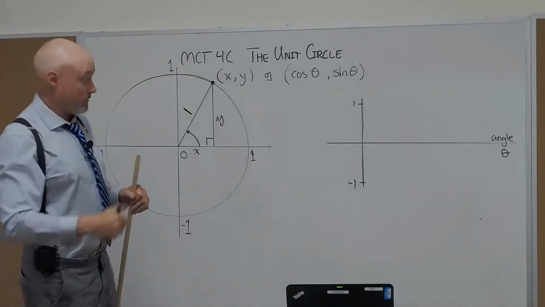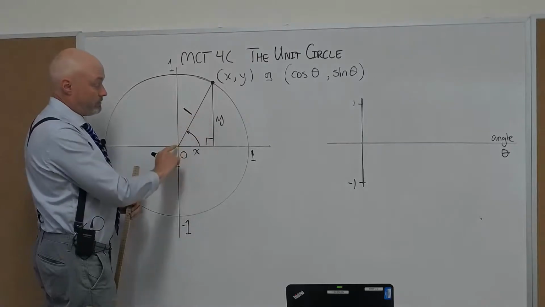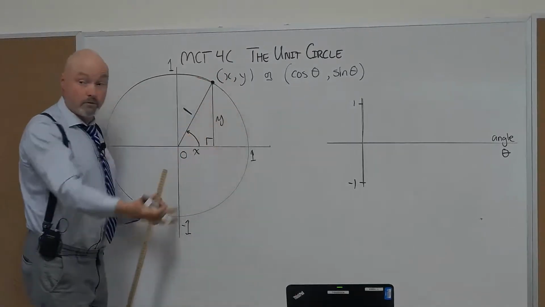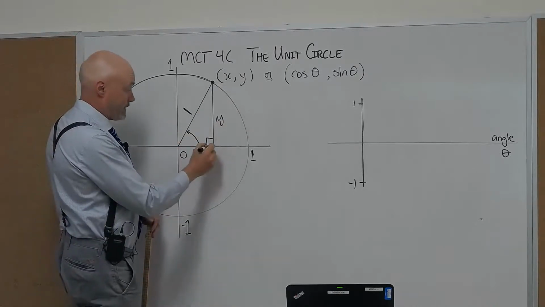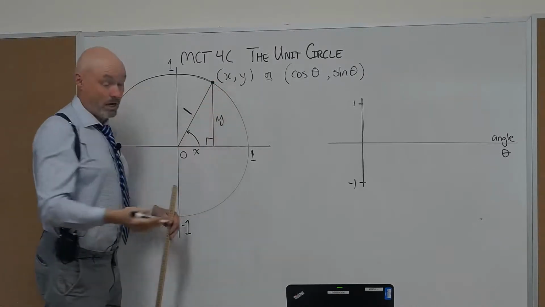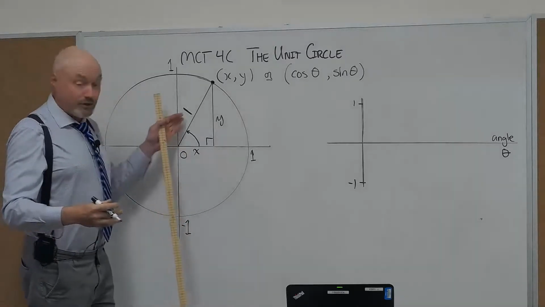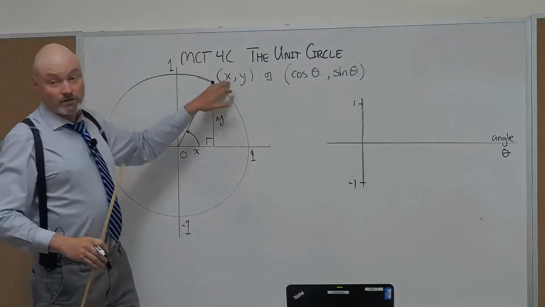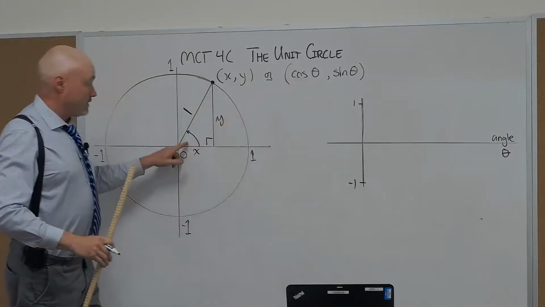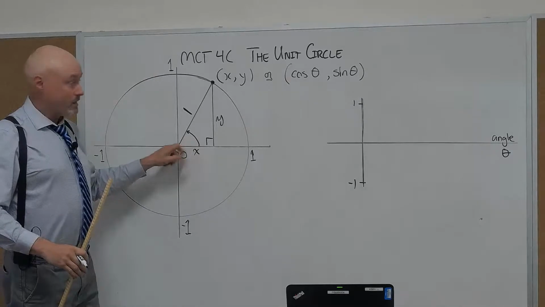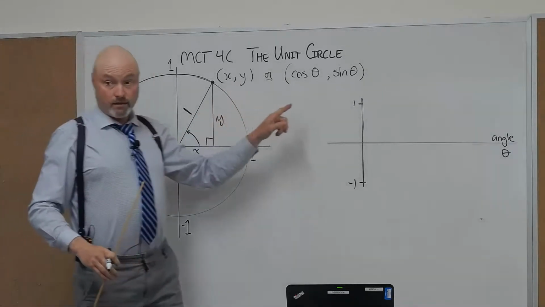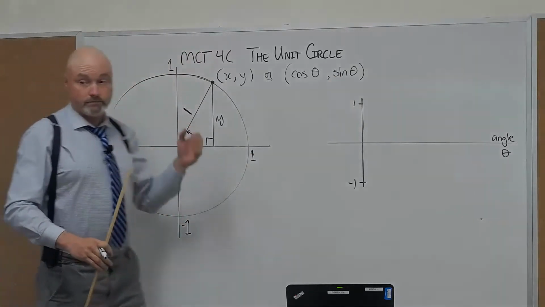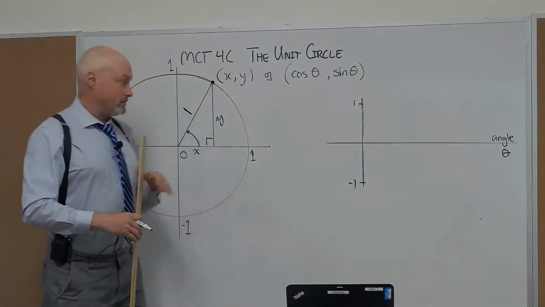Very important. Where the terminal arm meets this point of intersection with the circle, we've got an x and a y coordinate. So we go over x, we go up y. This is our x and y coordinate. But because it's a unit circle and the hypotenuse is 1, by some miracle, the x coordinate is also the cosine of the angle here, and the y coordinate is the sine of the angle here. Same angle, right?